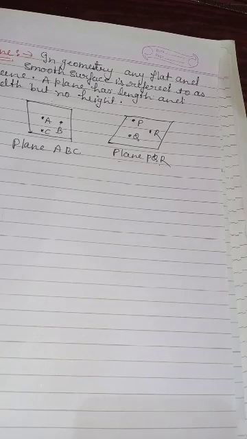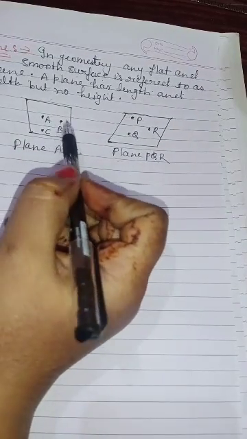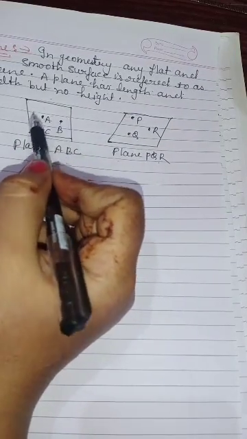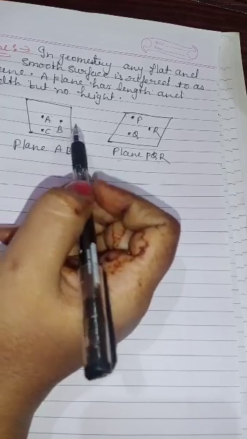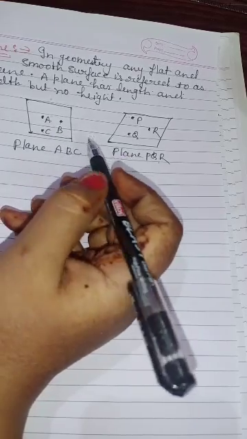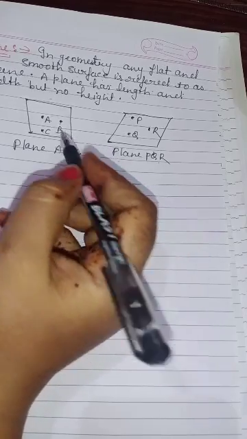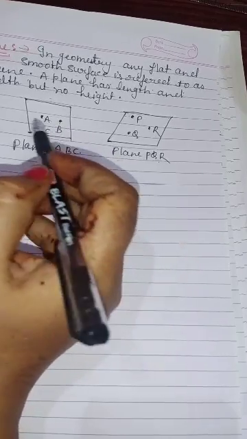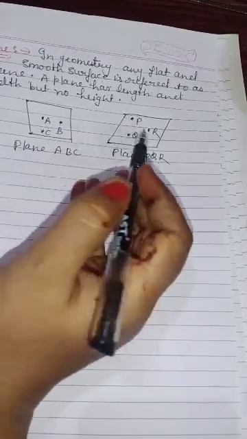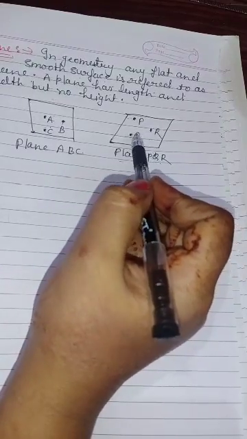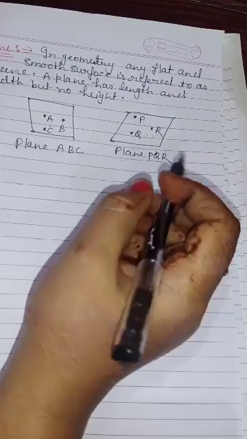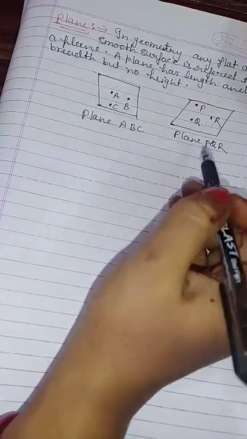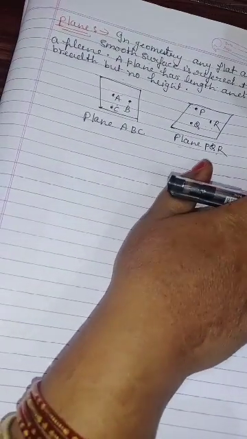Points like A, B and C that lie on the same plane are known as coplanar points. Coplanar means they are lying on the same plane. Here P, Q and R are also coplanar points. It means they are lying on the same plane. इसका मतलब क्या होगा कि वो एक ही plane पर lie कर रहे हैं.